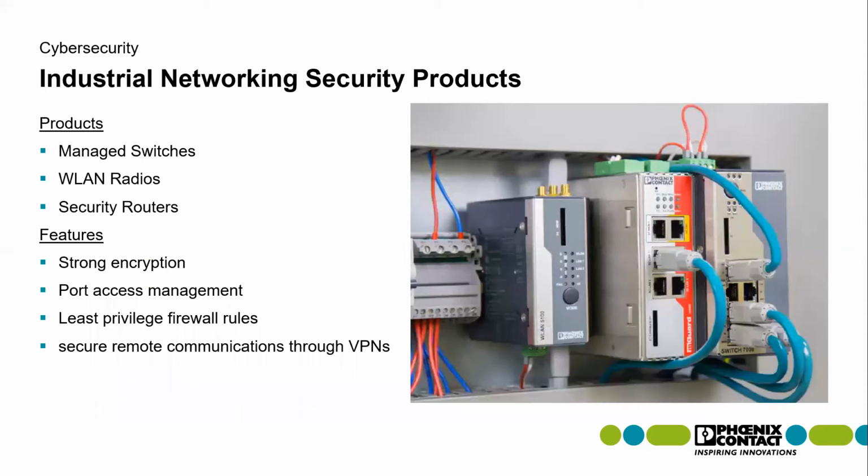There's some products that are very specific for networking security. So there's things like managed switches and WLAN radios and security routers that can employ features like strong encryption, port access management, so like blocking unused ports, employing like least privilege firewall rules so that only a specific device can communicate to another specific device, and then all other traffic is dropped or blocked. And then finally, using VPNs to securely communicate over the internet to your devices. VPNs are authenticated, they're encrypted, and it's a very good way to ensure that secure remote connectivity.